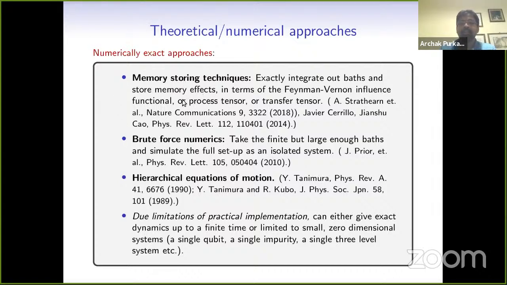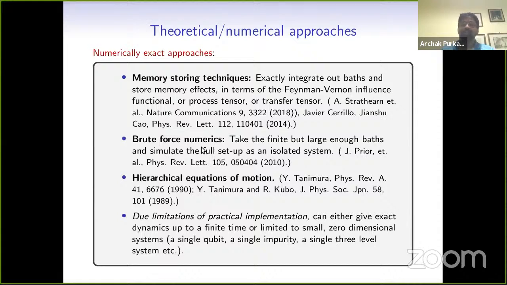I have mentioned here three classes of things. One is the memory-storing technique. I said that you have a finite memory, so you can maybe store that integral up to a finite time and do something. These kinds of techniques have been formulated using the Feynman-Vernon influence functional. And then there is something called the transfer tensor and so on. These are two references for that.